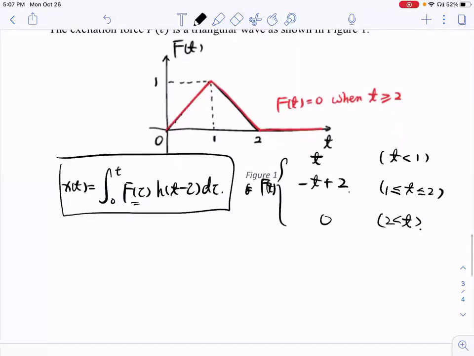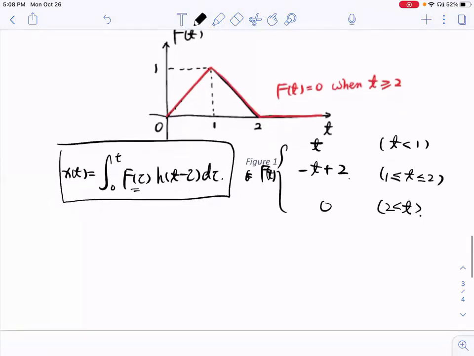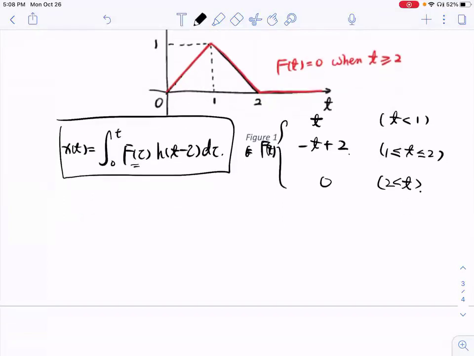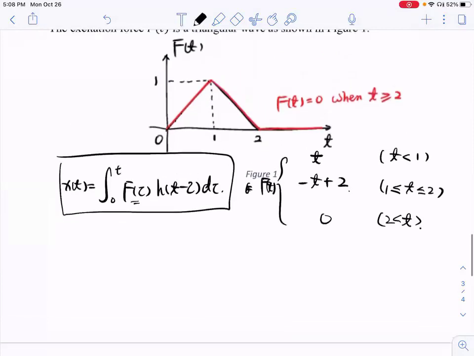It's doable, but you have to do this integration piecewise, step by step. So you need to cut your f(t) into 3 steps, and then your integration has to be done 3 times. So that's not ideal. The other way to do it is actually using superposition.